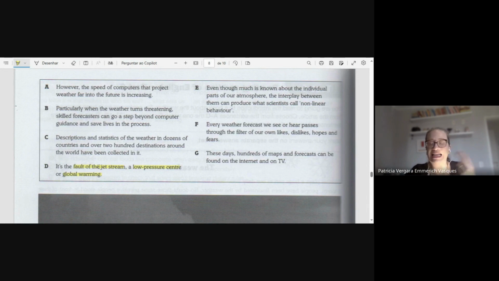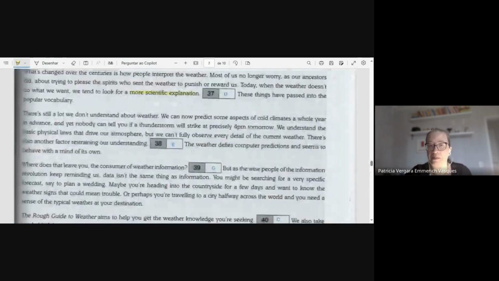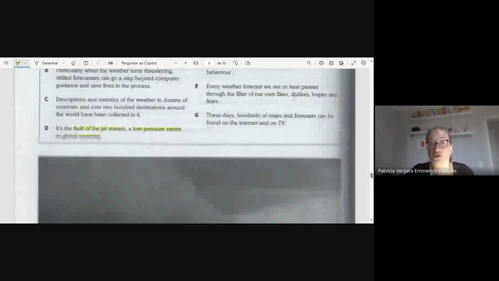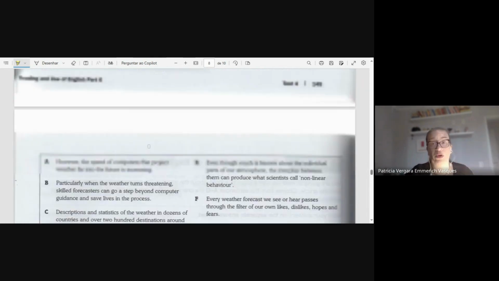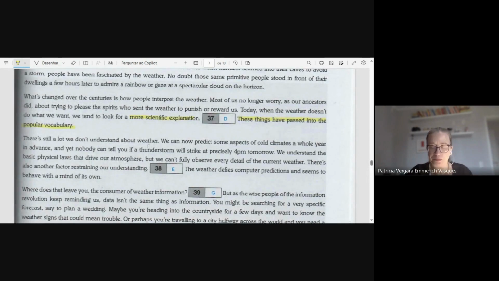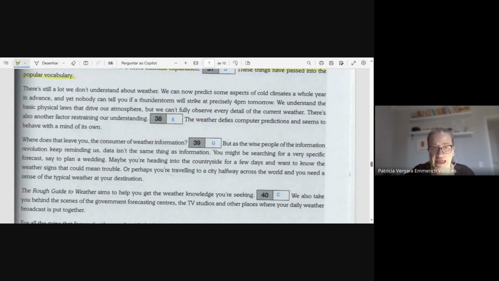And they give here three important things about the weather. And when you come back, you see these things have passed into the popular vocabulary. So things that were scientific explanations, scientific names, now are popular vocabulary. And if we go back there, low pressure, global warming, jet stream, this is something that we use every day, okay?